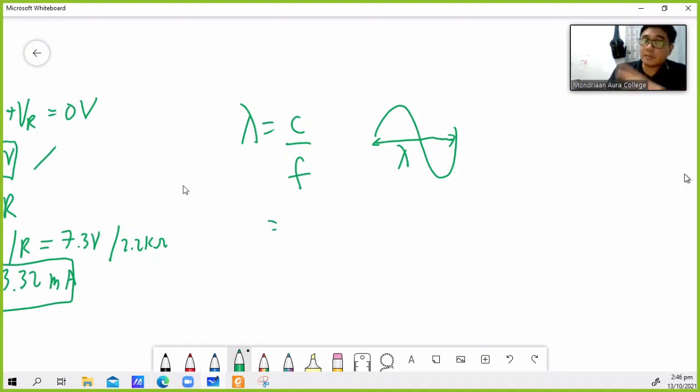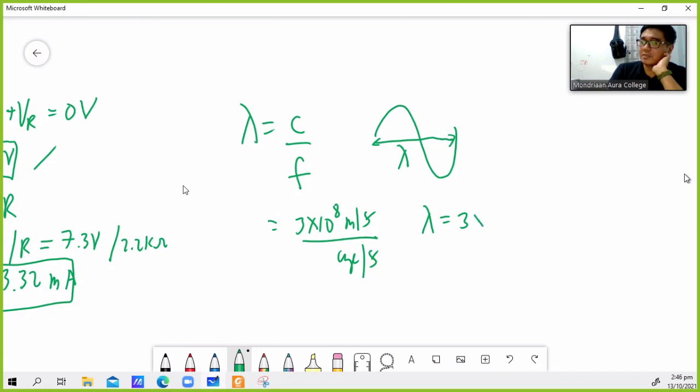C is the speed of light, that's 3 times 10 raised to 8 meters per second. And frequency is in cycles per second. So the seconds cancel, leaving meters per cycle. So the question is, how long is a 1 kilohertz signal? That's the question, so let's solve.